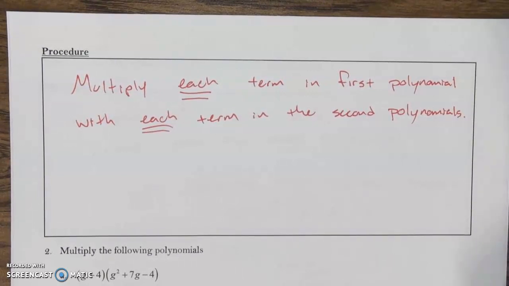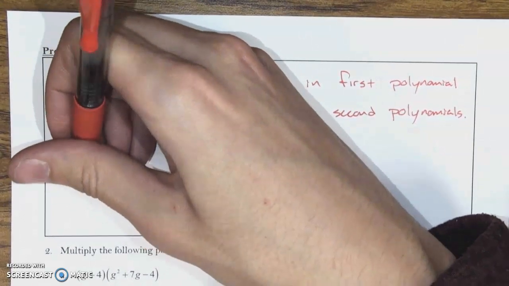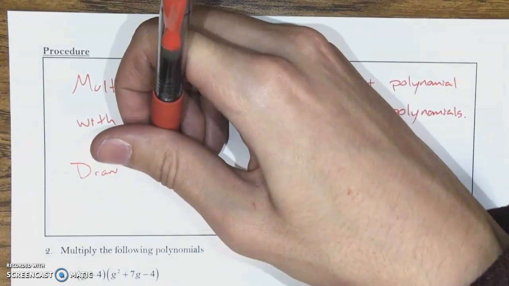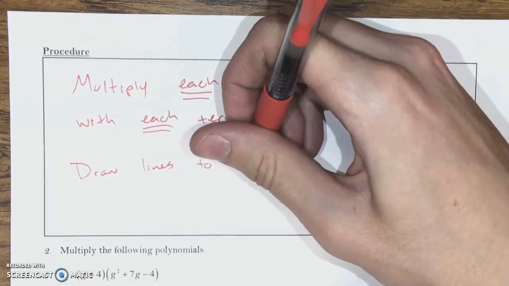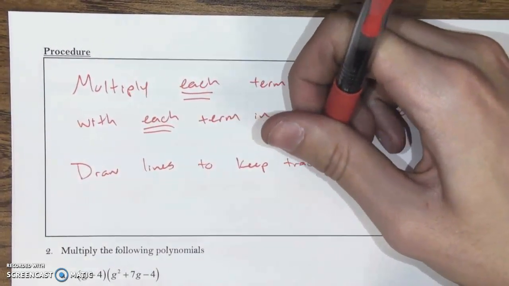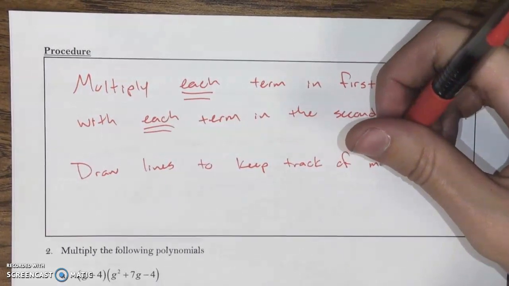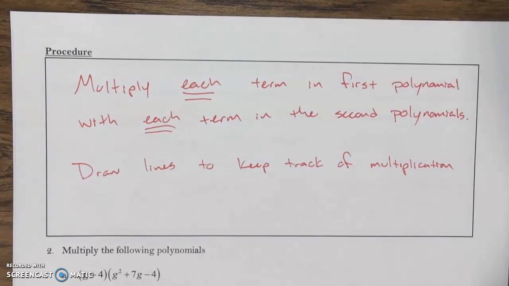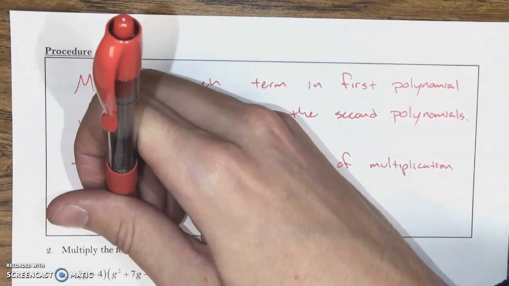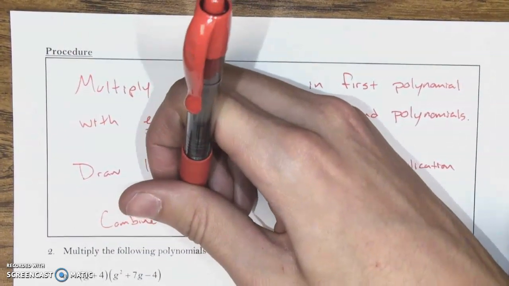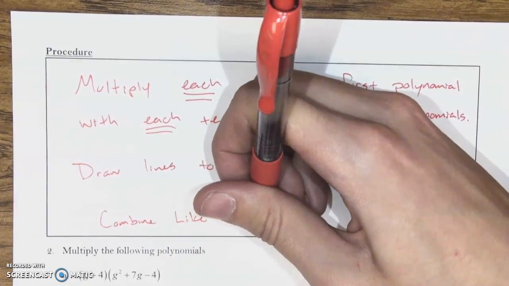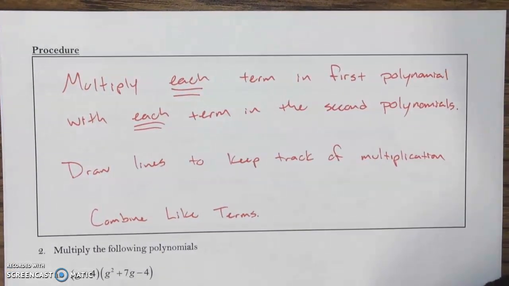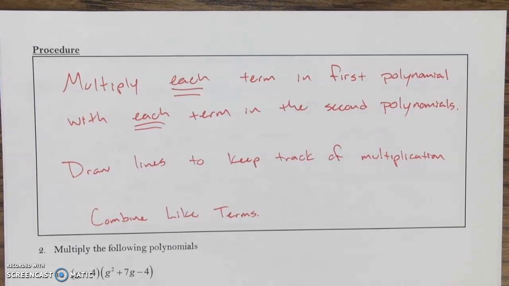So in other words, we're going to multiply every term times every term. What I find helpful is to draw lines so that I can keep track of the multiplication. Again, we do the same thing. We want to combine all like terms. Anytime you can combine like terms and simplify the expression, you should.